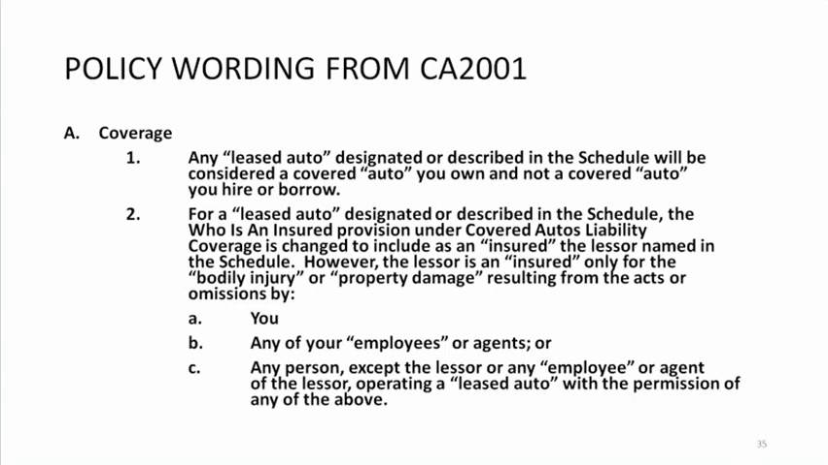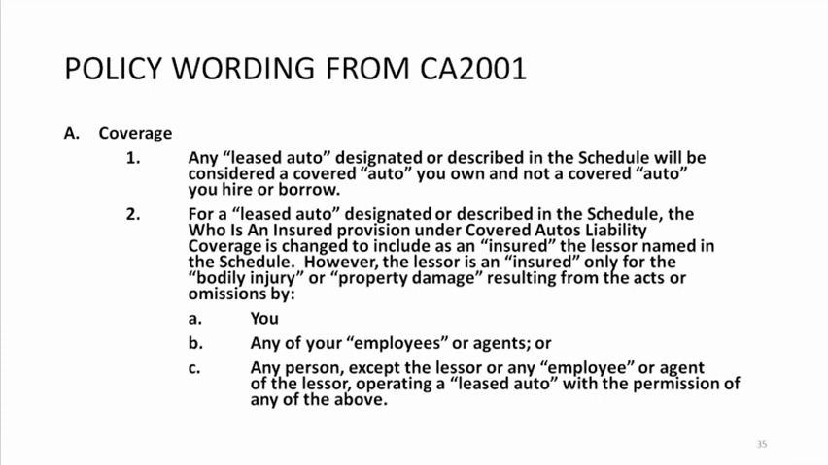Coverage. Any leased auto designed or described in the schedule will be considered a covered auto you own, meaning the covered auto now is primary. For a leased auto described in the schedule, meaning the schedule of this endorsement, the who's insured provision under the covered auto liability coverage is changed to include as an insured the lessor named in the schedule. So the leasing company is now an insured. That's the lessor. That's who owns it.